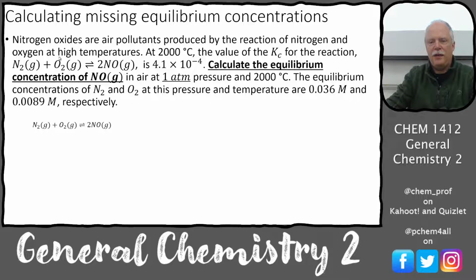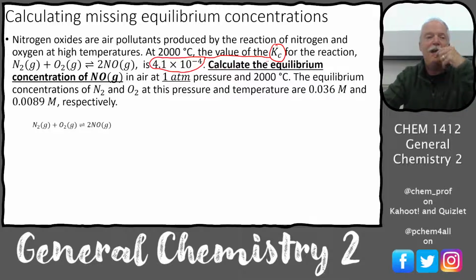So we've been given the equilibrium constant here, 4.1 times 10 to the minus 4. So that's K. Now we know the number of that. Calculate the equilibrium concentration of nitric oxide in air at 1 atmosphere pressure and 2000 C. And the equilibrium concentrations of nitrogen and oxygen at this pressure and temperature are here and here respectively. That just means that they're in order. So nitrogen is the first one, oxygen is the second one.